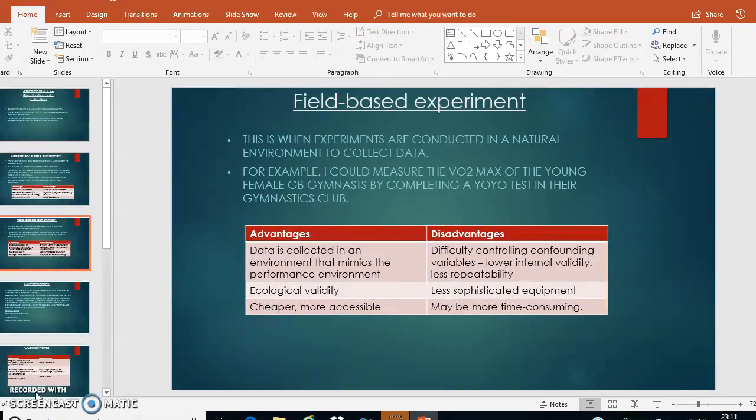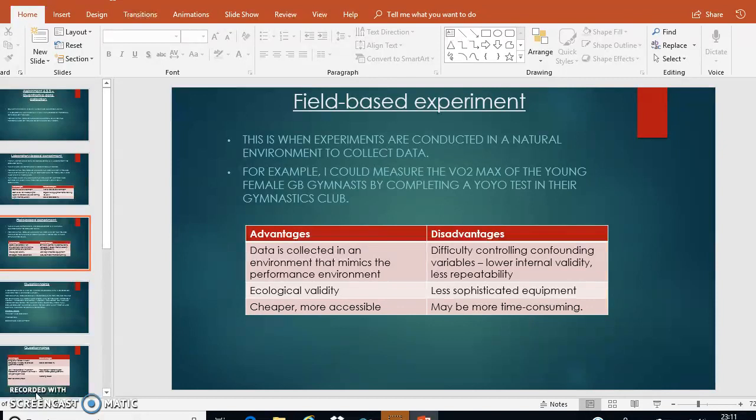There are field-based experiments in contrast. So this is when experiments are conducted in a natural environment to collect data. For example, I could measure the VO2 max of the young female Great British gymnast by completing a yo-yo test in their gymnastics club. So in this instance, data is collected in an environment that mimics the performance environment. So this is in the environment that the gymnasts are used to working in, so they'll be much more comfortable with this.